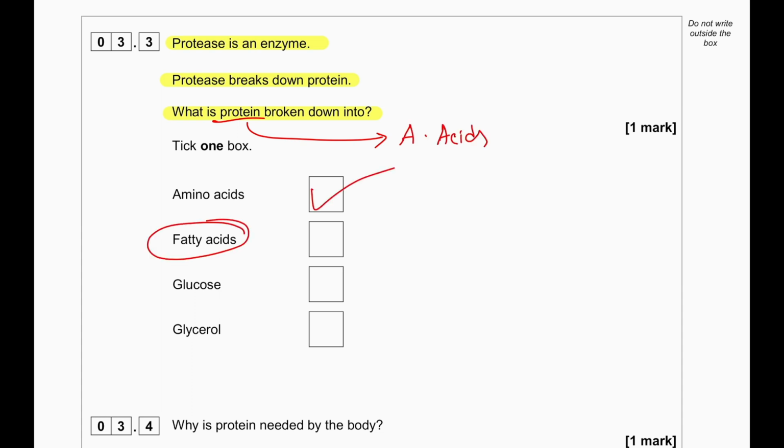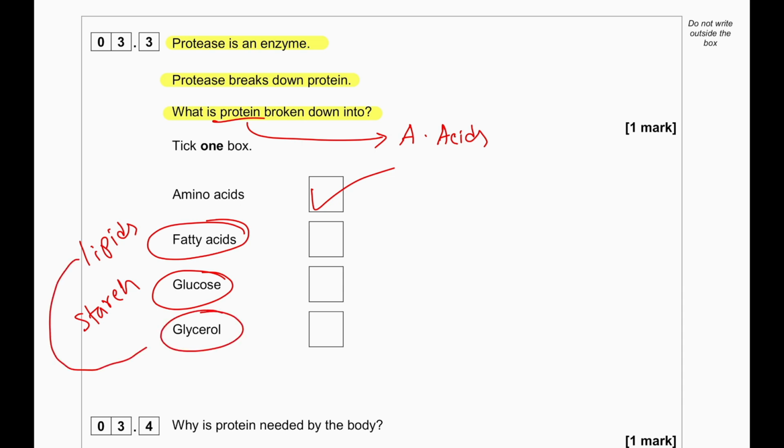Fatty acid, we can get from lipids. We can get glucose from any carbohydrate like starch. Also, lipids when broken down produce glycerol. So amino acid will be the correct answer.